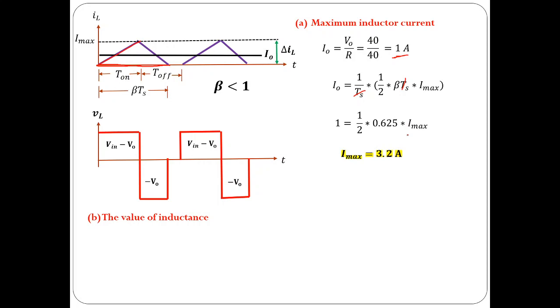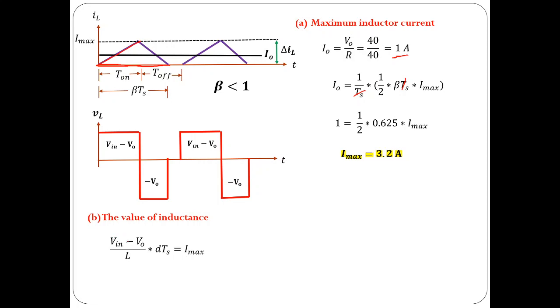If you find out, you will get Imax value is equal to 3.2 amperes. This is the maximum value of inductor current. Now next one, value of inductance. So we know Imax is equal to 3.2, which is equal to slope into this distance. So the slope into this base, right?